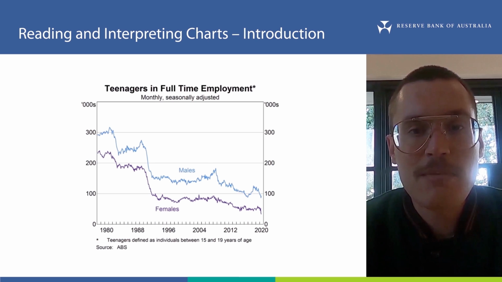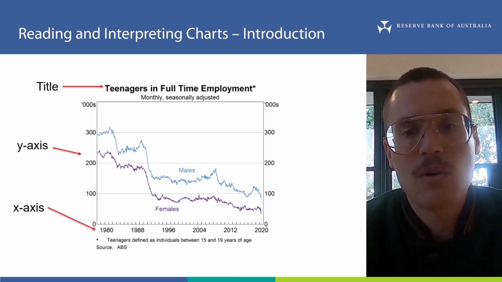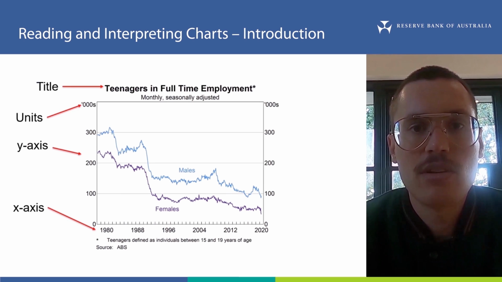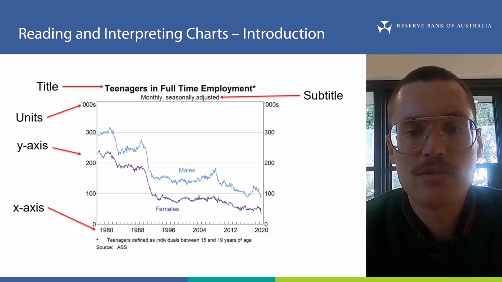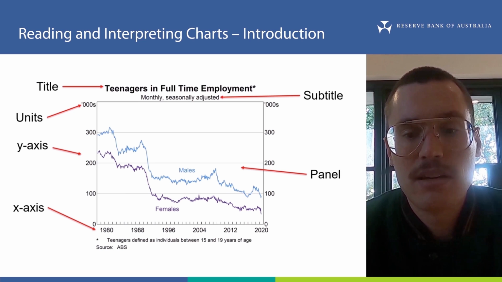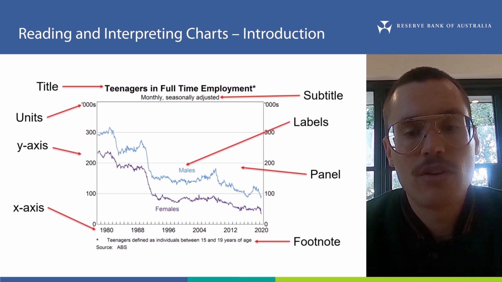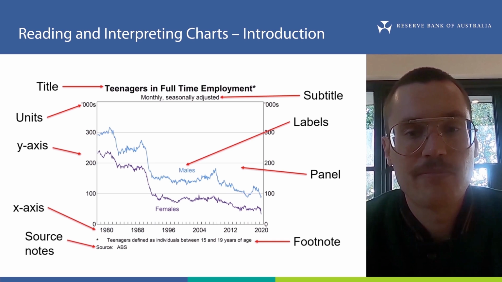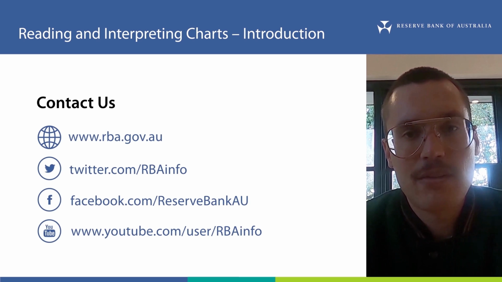So in summary, the main parts of a chart that we discussed are the title, the X and Y axes, the units, the subtitle, the panels, the labels, the footnotes, and the sources. So that's all I wanted to cover in this video.